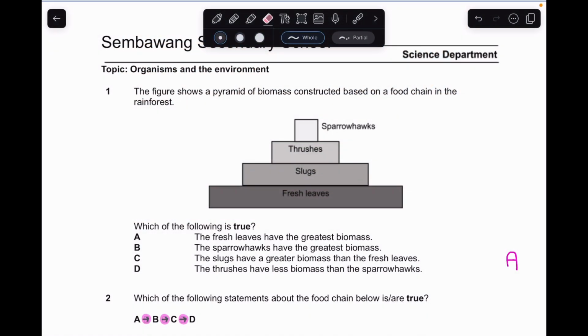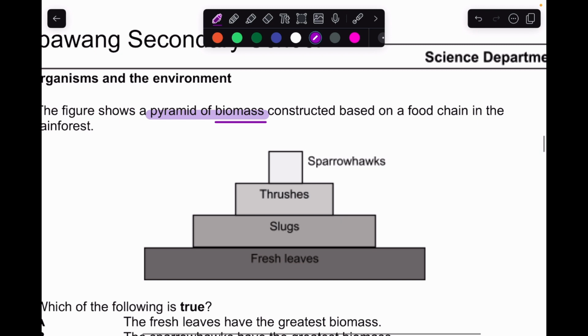Alright, now moving on to organisms and the environment. Here we have a figure showing the pyramid of biomass constructed based on the food chain in the rainforest. So the thing to remember about the pyramid of biomass is this. It is essentially a picture to show us the total amount of mass of the organisms in the different trophic levels.